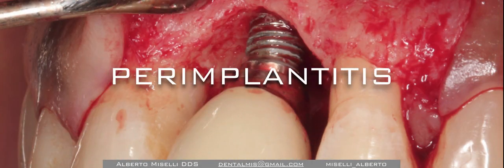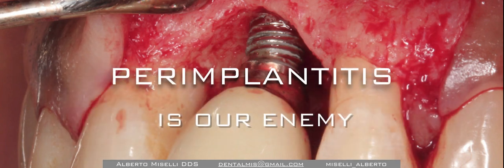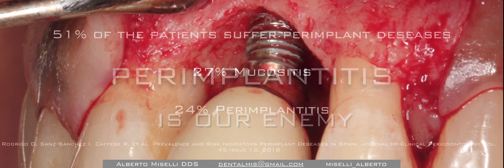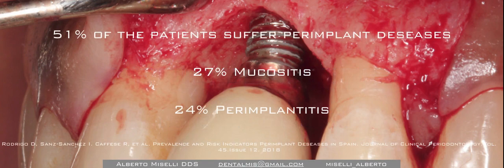We have perimplantitis. We find a lot of perimplantitis in our patients. This is our enemy. This is a pandemic. Yes, it's a pandemic. Because in this article from Spain, from Rodrigo, Sanz and Cafese, rest in peace, they wrote that 51% of the patients suffer peri-implant disease and 24% have perimplantitis. It means it's very, very common to see patients suffering some perimplantitis disease.